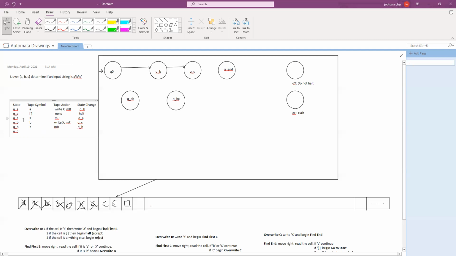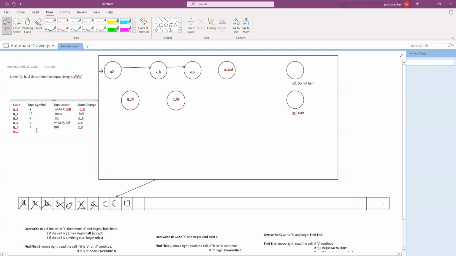All right, so if I'm in QB, meaning I'm looking for a B, and I found it, I'm going to write an X, I'm going to move right, and I'm going to go into QC. If I'm in QB and I find an X, I haven't found the B yet, so I'm going to move right, and I'm going to stay where I need to.